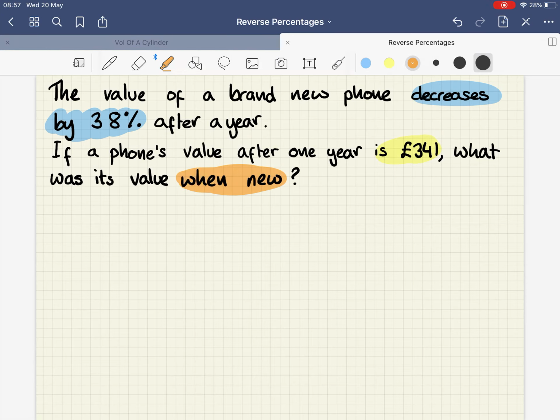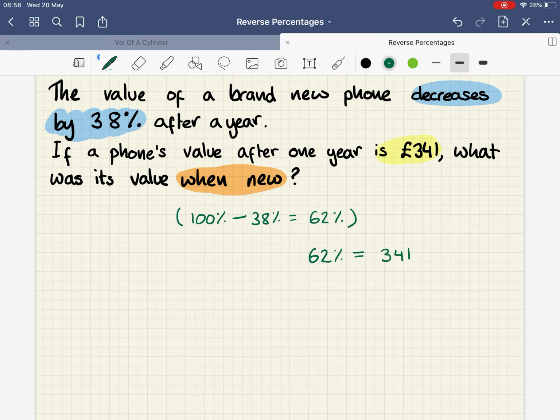So again, it's a year old now. We're asking about when it was new, so that's going to be in the past, and that's why it's a reverse percentage. So firstly, we are decreasing by 38%. So I've got 100% decrease by 38%. So I'm dealing with 72%. Not 72, 62. Why am I making so many dumb mistakes now? So 62% is equal to £341.